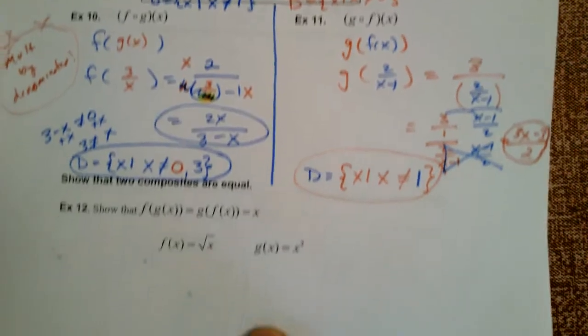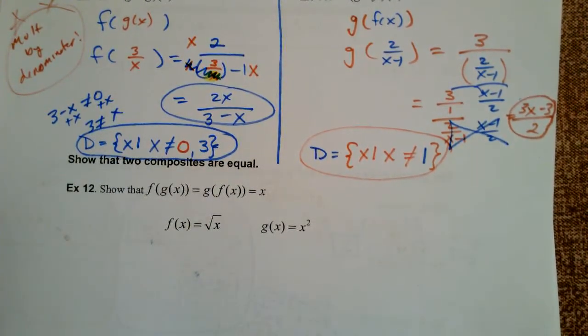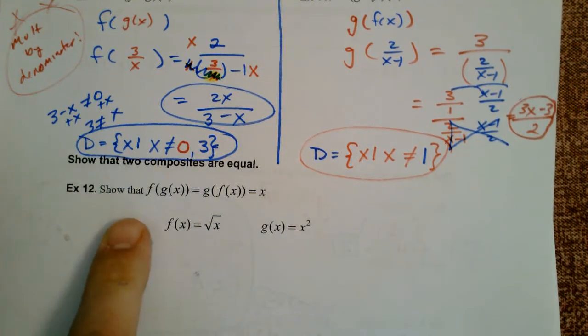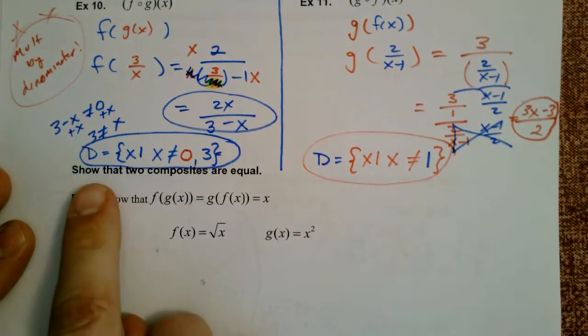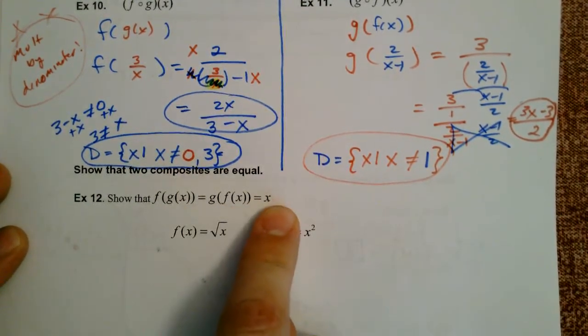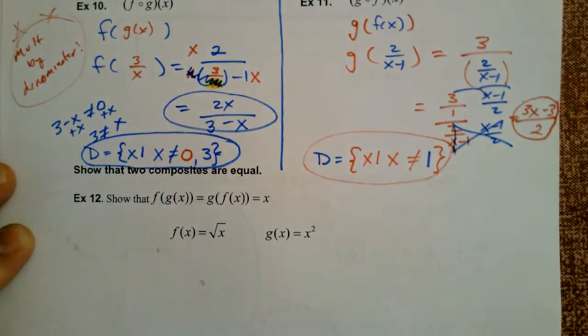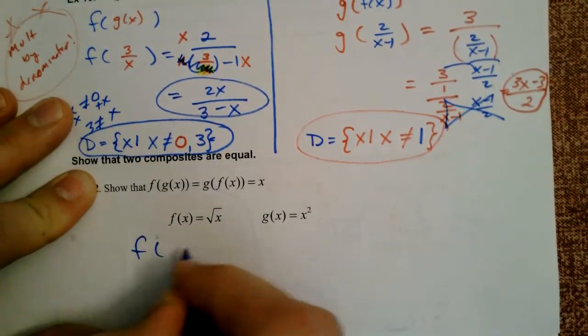All right, ladies and gentlemen, before we get out of here, I do want to talk about number 12. This is a basis of where we're going, so I need to talk about this real quick. Number 12 is saying, hey, show that the 2 composites are equal. Show that f of g of x and g of f of x are equal to each other, which will equal x.